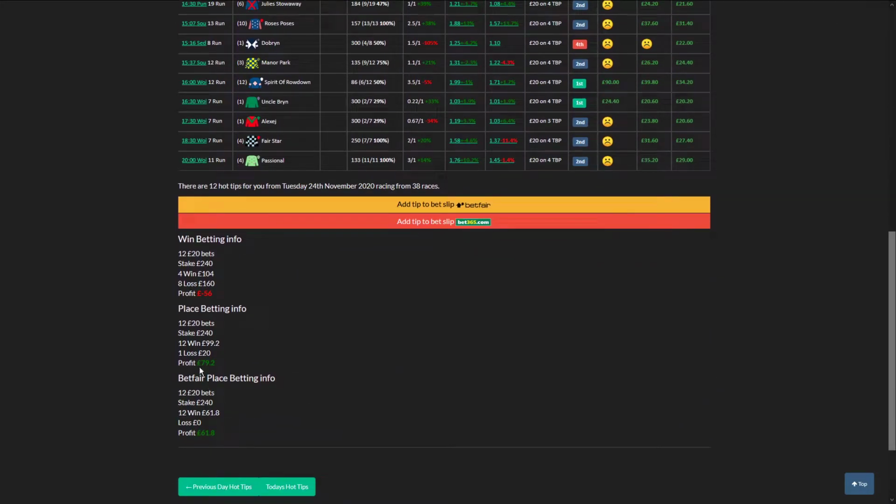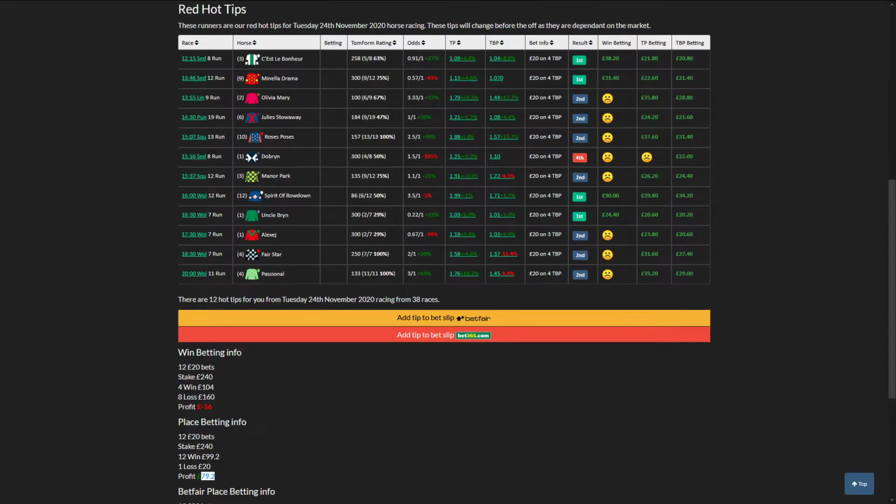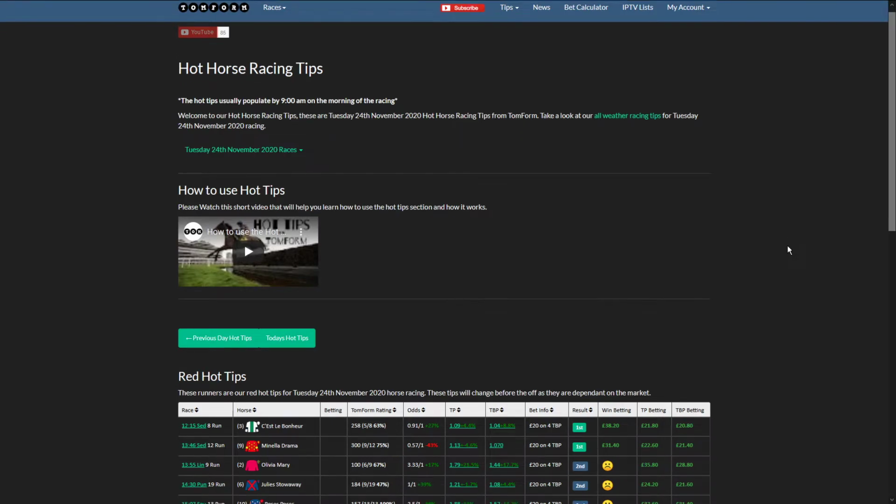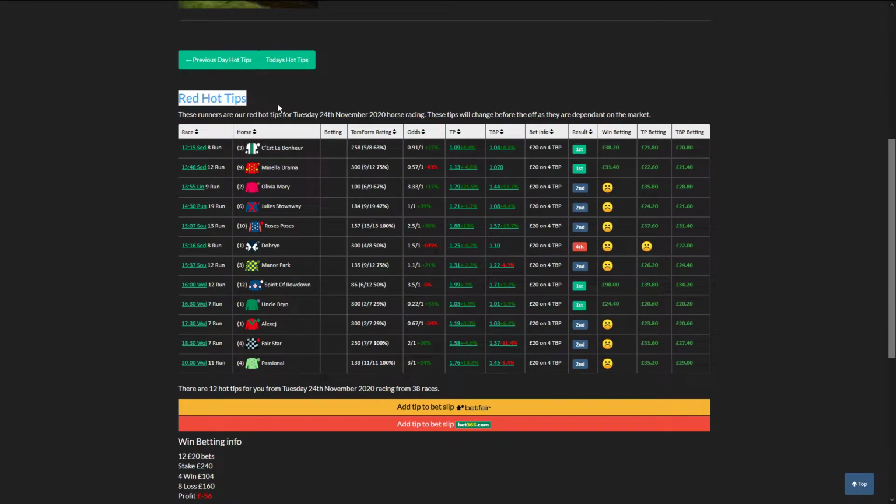So yesterday, for a £20 stake on each bet to place, there was a return of £79.20 just on these selections to place. And as you can see, there was only one that didn't place yesterday. Dobrin, it didn't place, in Sedgefield 316. So that's the hot tips, and what these hot tips change with the market.